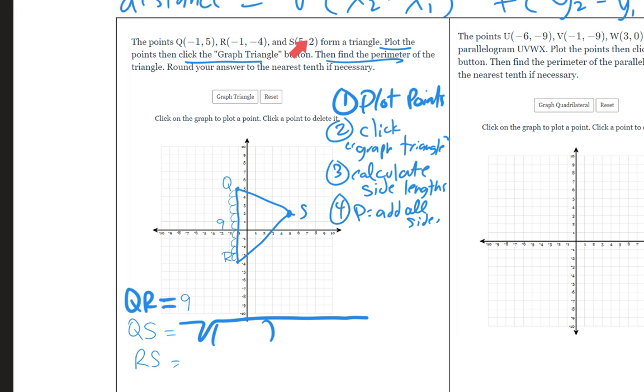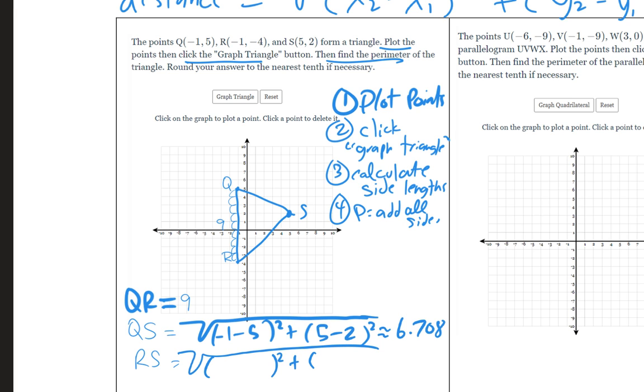So we're going to say QS, so Q and S, so -1 minus 5, close it squared, plus, then the y value we're going to say is 5 minus 2, close it squared. Okay, so if we put that into our calculator, that's going to give us approximately 6.708.